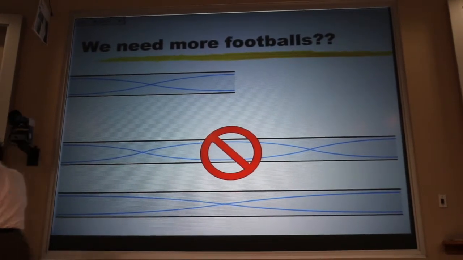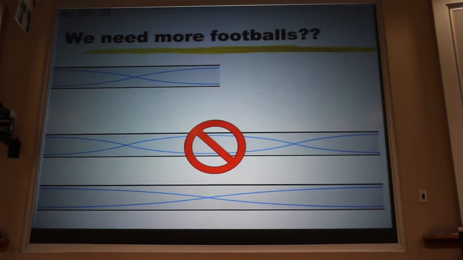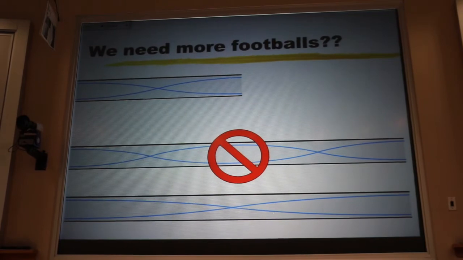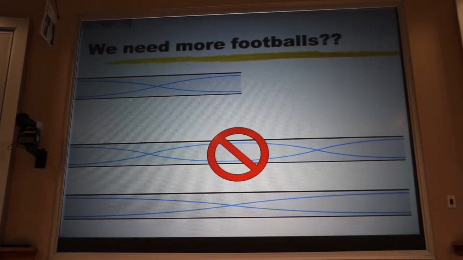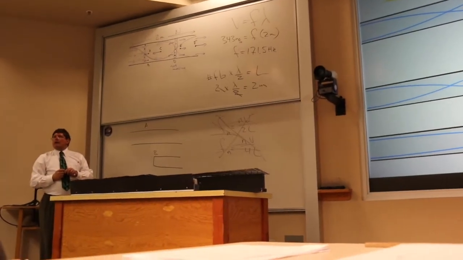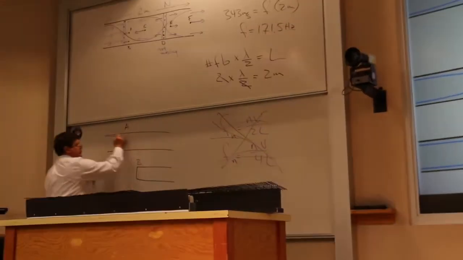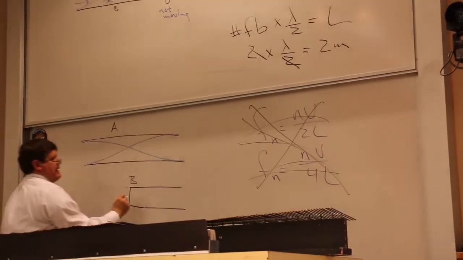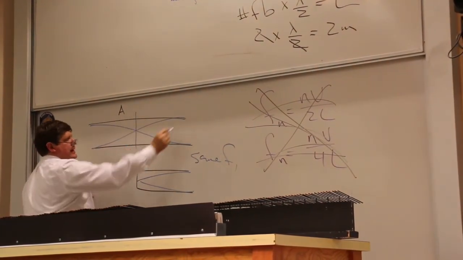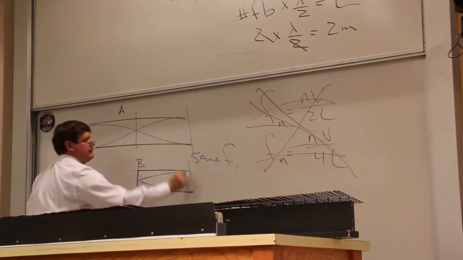Okay? In your homework, you had 2 tubes. A tube A and a tube B. And tube A was open at both ends and tube B was closed at one end. And you were told that they were playing the same first harmonic. Well, the first harmonic here looks like that, and the first harmonic there looks like that. If they have the same first harmonic, they have the same size football.